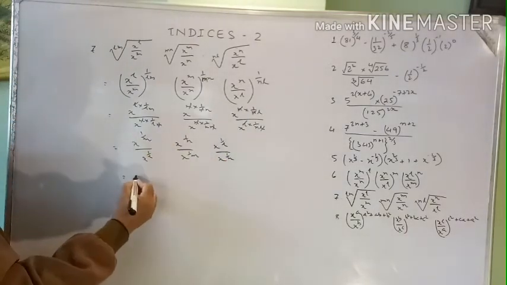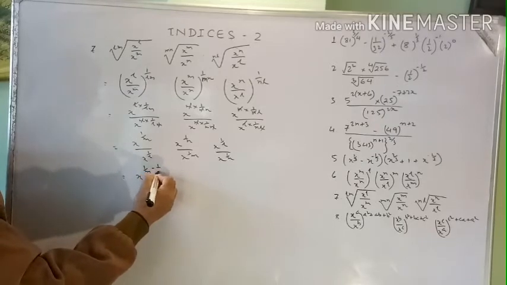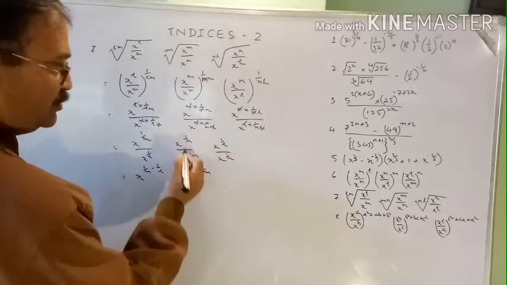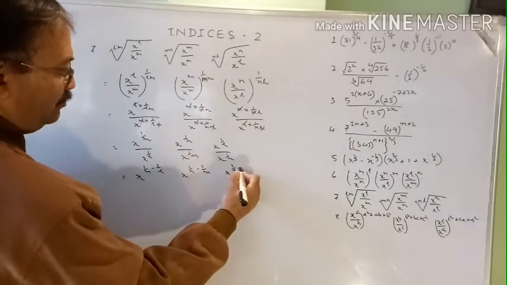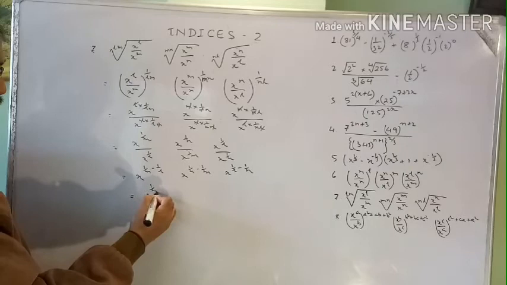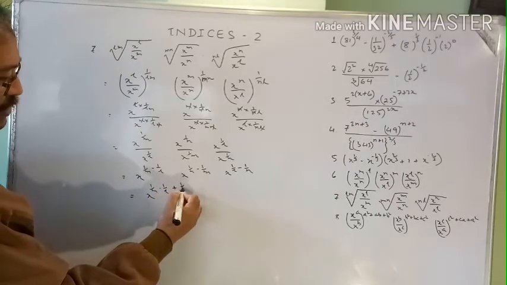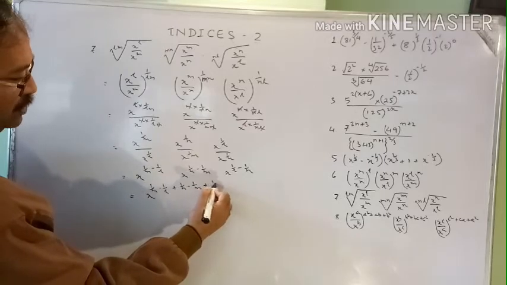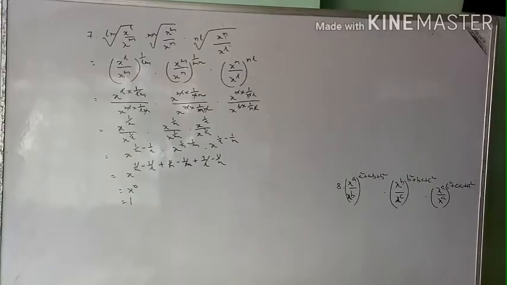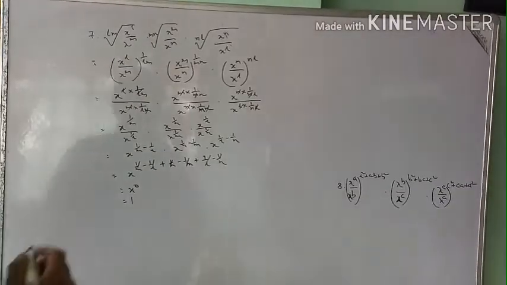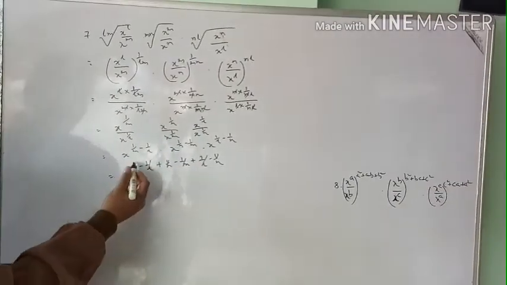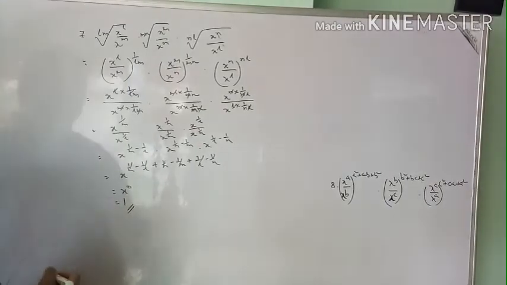If you divide here, you get x to the power 1 by m minus 1 by l. Next you get x to the power 1 by n minus 1 by m, because when you divide, exponents are subtracted. Then x to the power 1 by l minus 1 by n. This gives x to the power 1 by m minus 1 by l plus 1 by n minus 1 by m plus 1 by l minus 1 by n, because when you multiply, the exponents are added. You see all the terms in the exponent get cancelled. So you get x to the power 0, and the answer is 1.